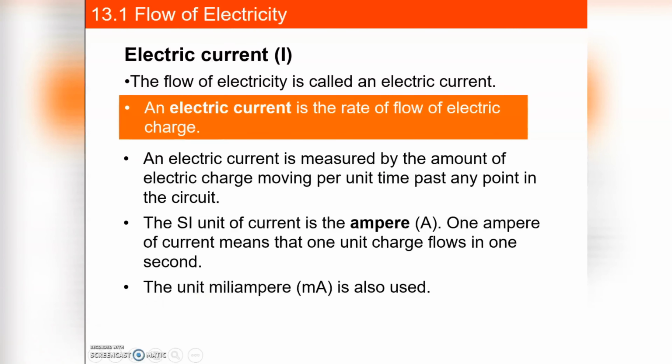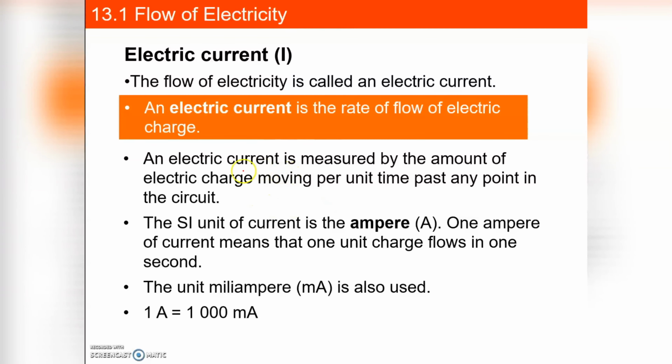We also use a smaller unit, the milliampere, which is represented by small letter m and capital letter A. And 1 ampere is equal to 1000 milliamperes, just like you learned that 1 liter is equal to 1000 milliliters. Similarly, 1 milliampere is just 1 divided by 1000 amperes, or 0.001 amperes.